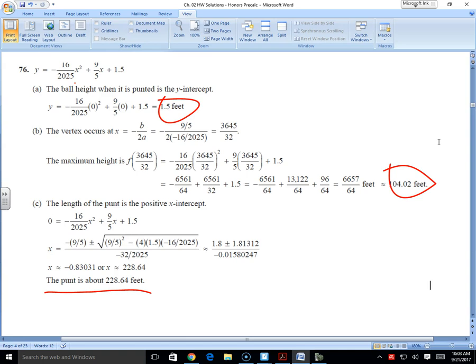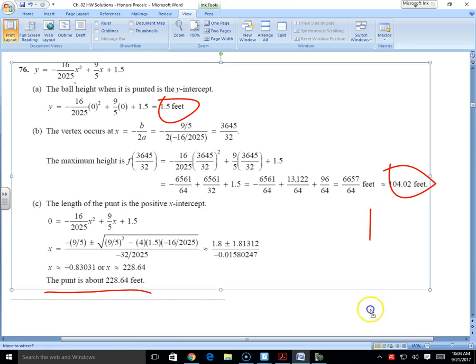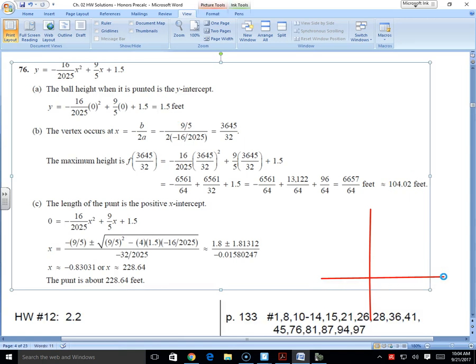Last but not least, what's going on here? The length of the punt. Come on, cool kids, you know football-ish. Why was it punted not on the ground itself? Why was it 1.5 and not like 0? His legs. Because you bring it down and then you punt it. So you punt it a little distance off the ground, it's not actually on the ground itself, and then it goes up in the air, it's parabolic, and it comes back down.